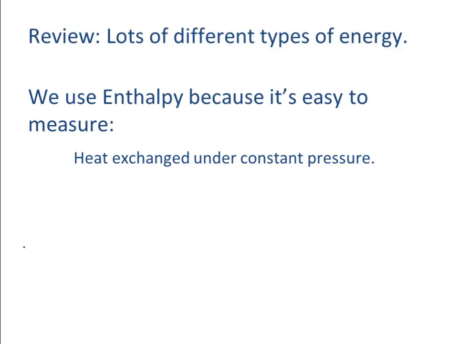So just a quick review, we've looked at lots of different types of energy. There's lots of different ways we can measure energy, lots of different energy units. When we study energy chemically, the main unit we use, at least at this stage, is enthalpy. And the reason we use it is it's easy to measure, because it's the heat exchanged by the system and the surroundings when a process occurs under constant pressure, which means you can do it in an open container. You don't have to build up or lose pressure when the reaction happens.